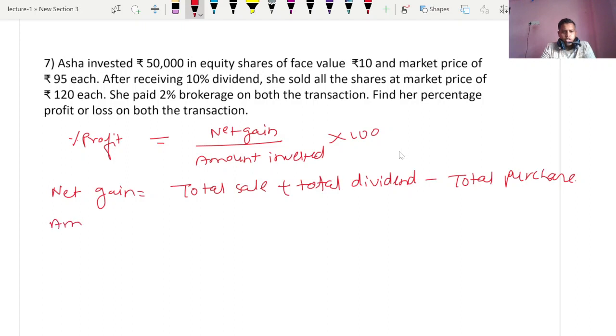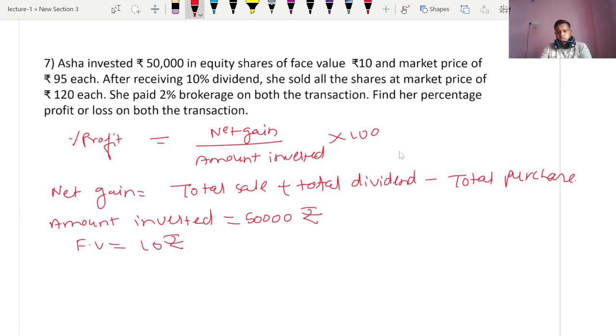Here, amount invested is equal to 50,000 rupees, correct? Face value is 10 rupees, and market price is 95 rupees.